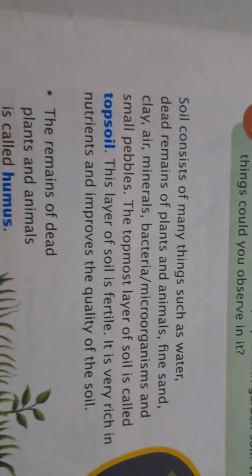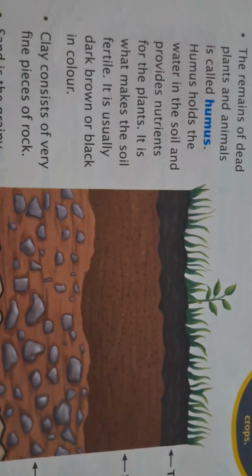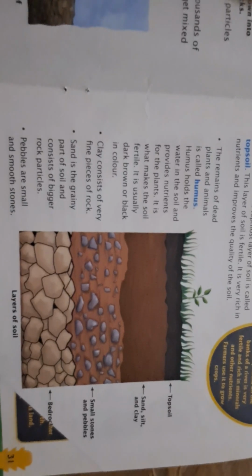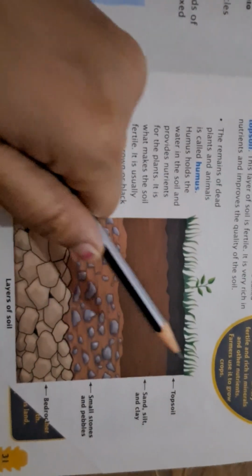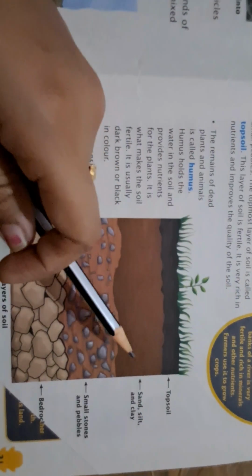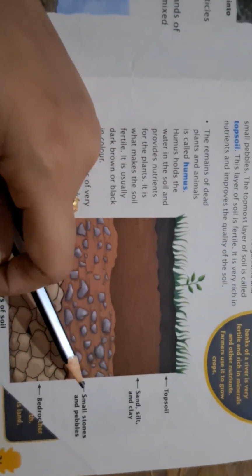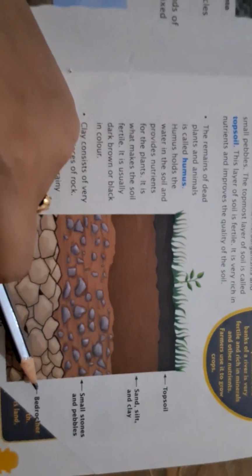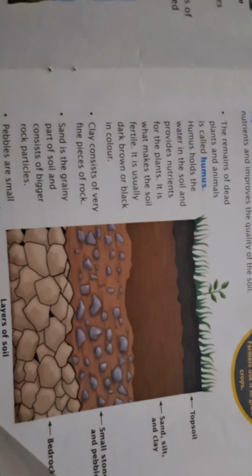Okay, then here we have a picture of layers of soil. First we have topsoil, second we have sand and clay, third we have small stones and pebbles, last we have bedrock. Before going to layers of soil, we will move on to the 'Did you know' here.